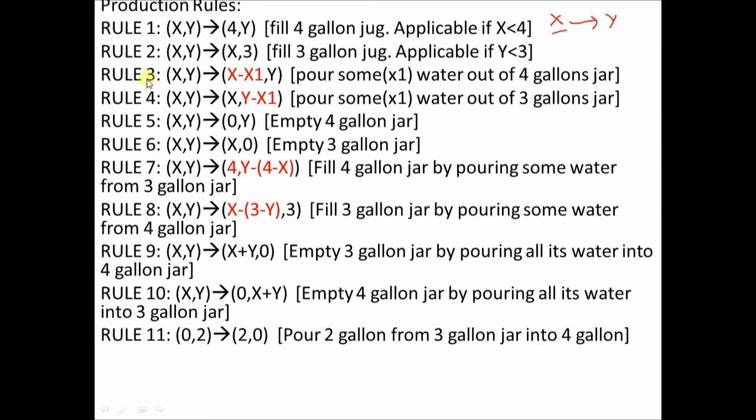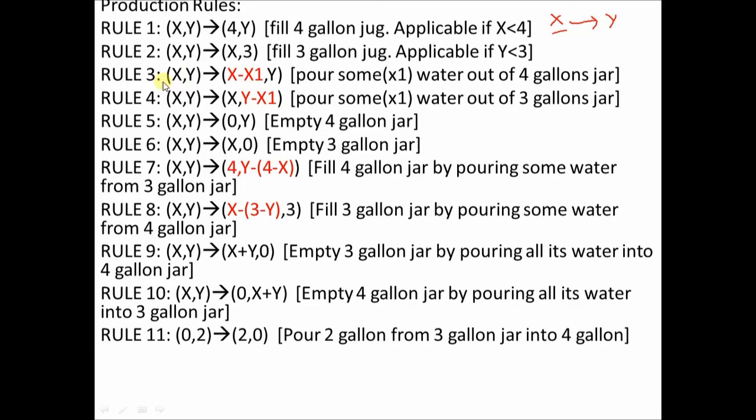The third rule here says you can pour some amount x1 of water out of the 4-gallon jar. x1 is a variable representing some amount of water. So pour some amount x1 of water out of the 4-gallon jar.